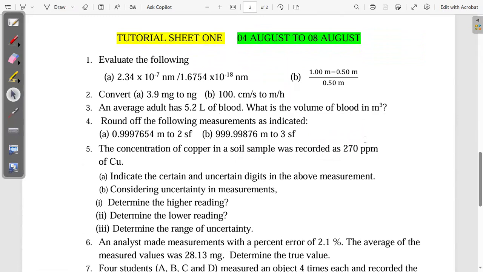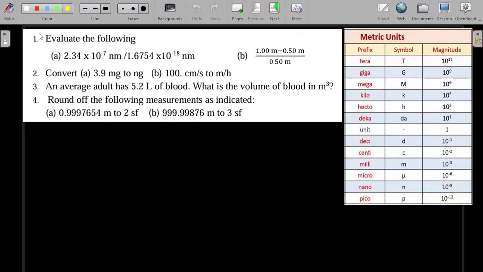So I'll be explaining the concepts when we are solving each of these questions here. I hope you enjoy it and you learn something from whatever I'll be explaining. All right, so let's start from question 1 there.